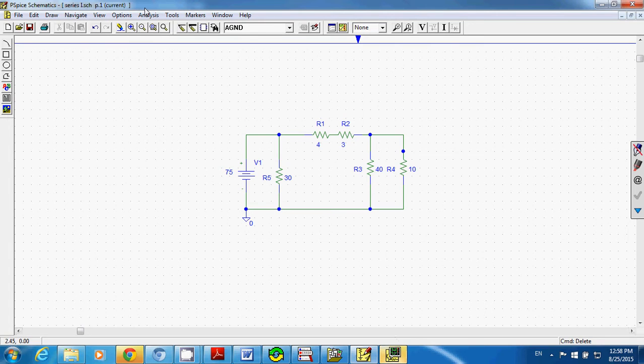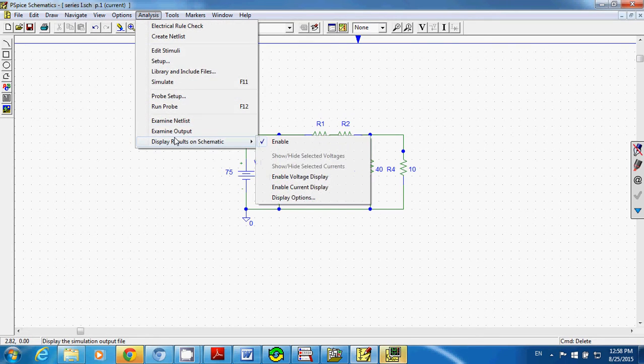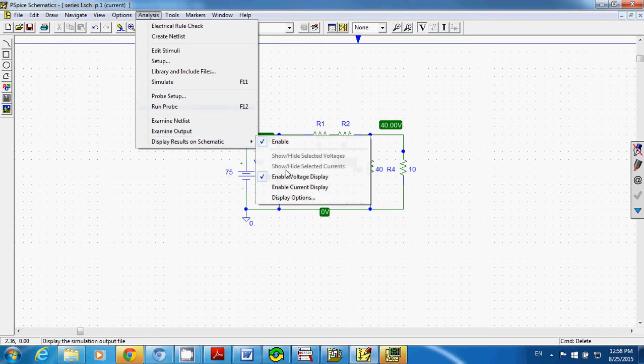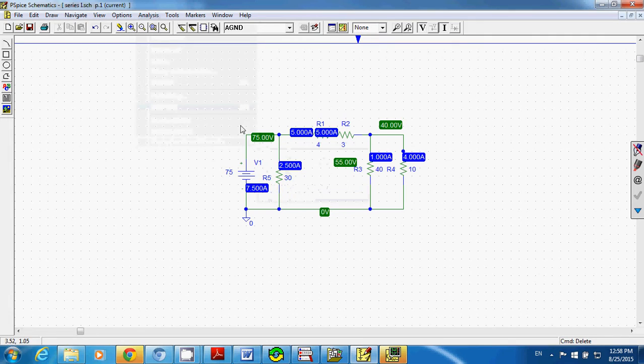And then to display current flowing through each resistor and also voltage drop across each resistor, you simply go to the main menu, Analysis, and you go to Display Results, enable voltage display, and you go to enable current display.